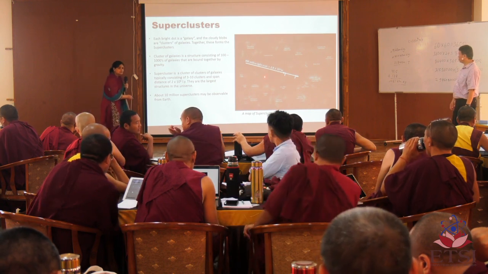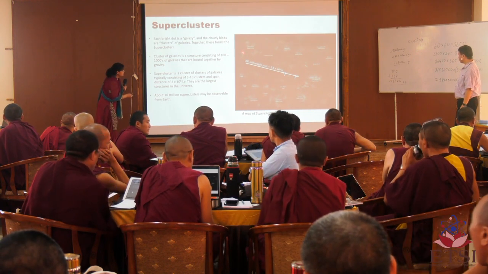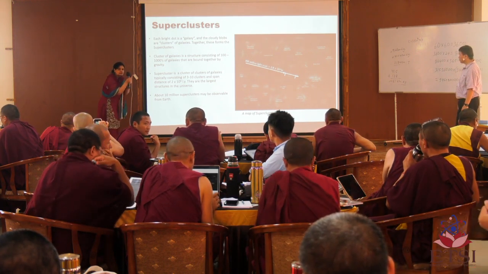So each dot here is a galaxy, and that cloudy blob is a group of galaxies.